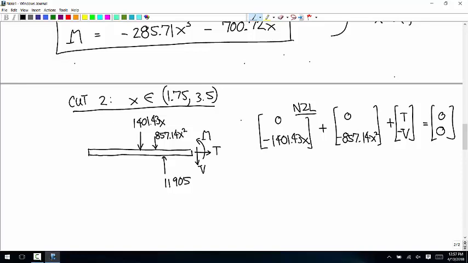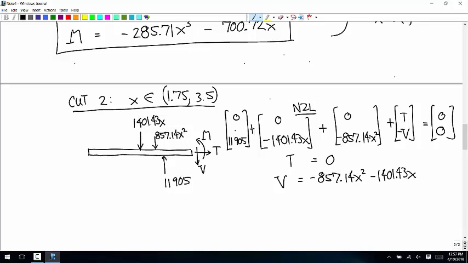Plus 0, positive 11,905. And so t is equal to 0. V is negative 857.14x squared minus 1401.43x plus 11,905.